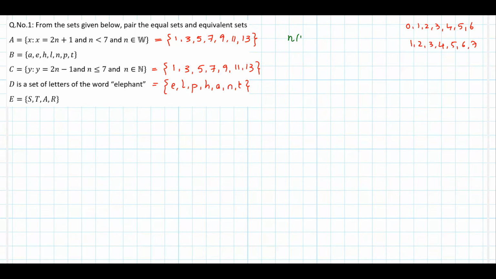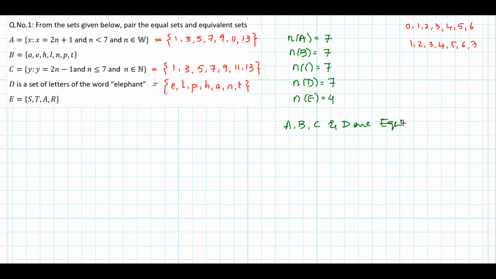Now, we'll see which are equivalent sets first. So set A, cardinality is what? 7. Set B, cardinality is also 7. Set C, cardinality is 7. And set D, cardinality is also 7. And set E, cardinality is 4. All right. So based on this, we can say that A, B, C, and D are equivalent. They are equivalent to each other, right? All these 4 sets have the same cardinal number, so that's enough to say that these 4 sets are equivalent.